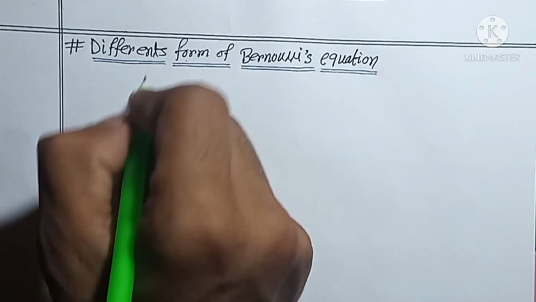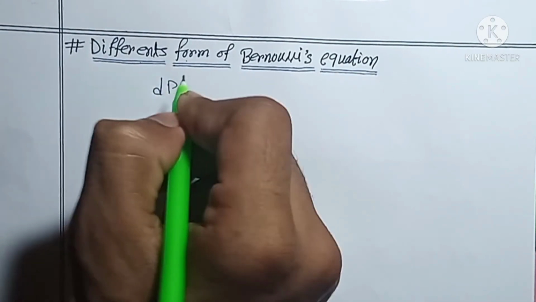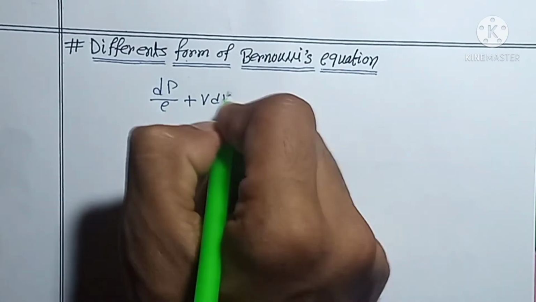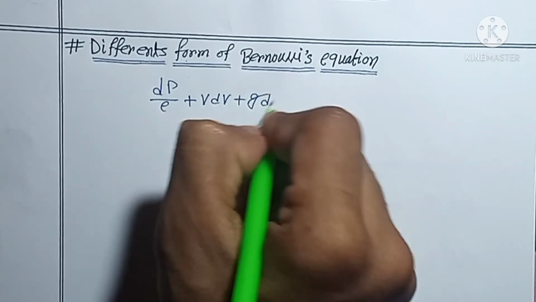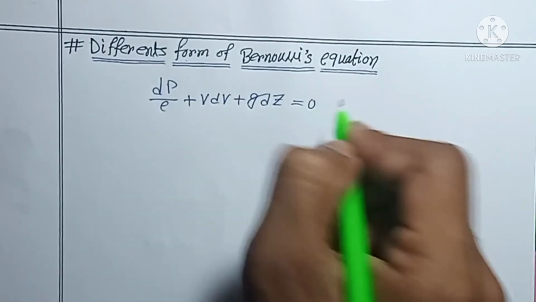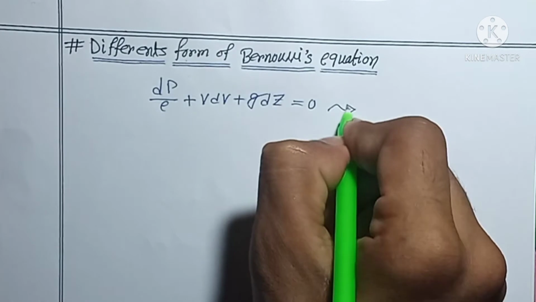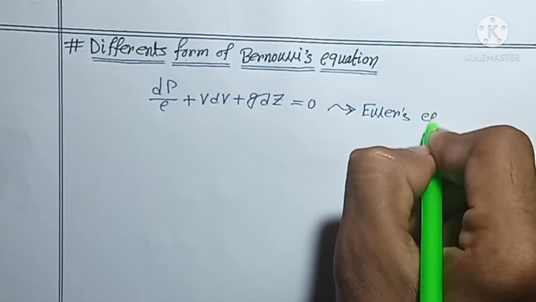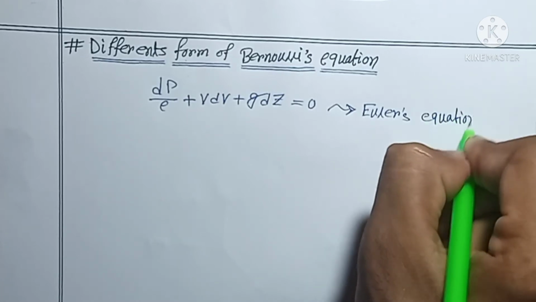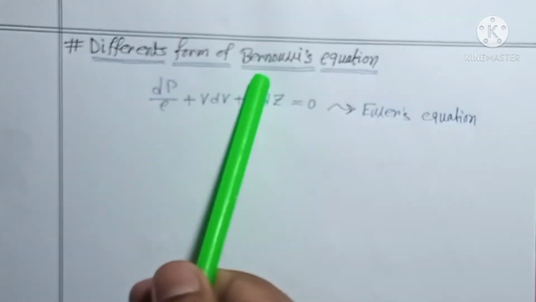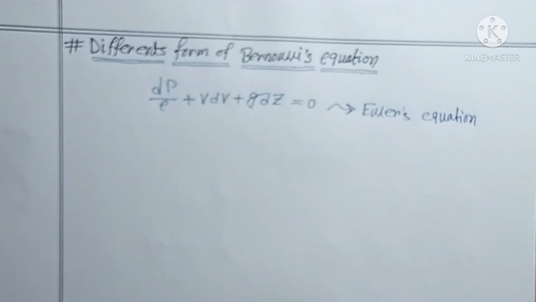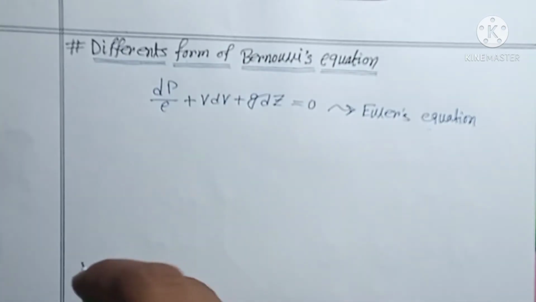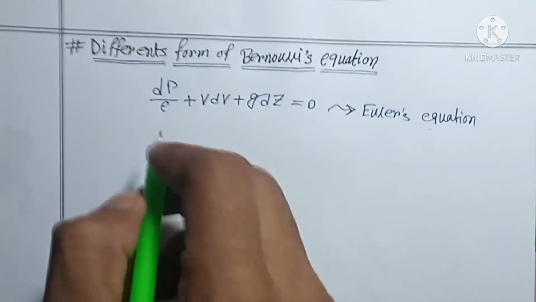First one, as we know, dp by rho plus v dv plus g dz is equal to 0. This is known as Euler's equation. So how will we get the Bernoulli's equation from Euler's equation? If we integrate this Euler's equation, then we will get the Bernoulli's equation. So let's perform the integration.